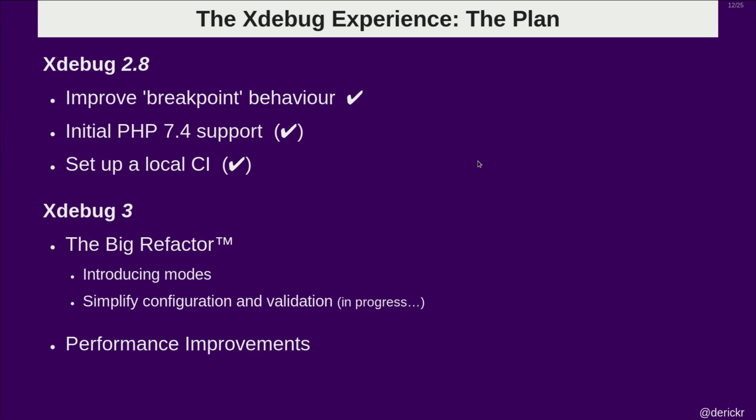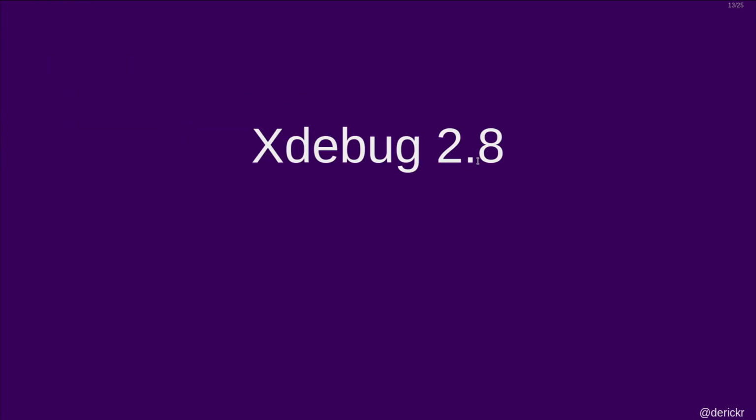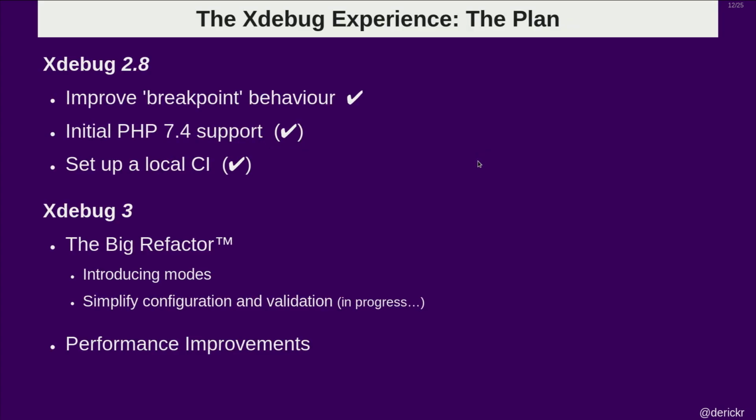Setting up a local CI I've done as well. But the big thing comes with Xdebug 3.0 when I need to do many things, and there's a few things that I want to do. I want to start introducing modes, so you can put Xdebug in either. Okay, I'll talk about that in a moment. Sorry, I'm skipping ahead of my own thing here. So I want to do a big refactor there and do the performance improvements in Xdebug 3.0.